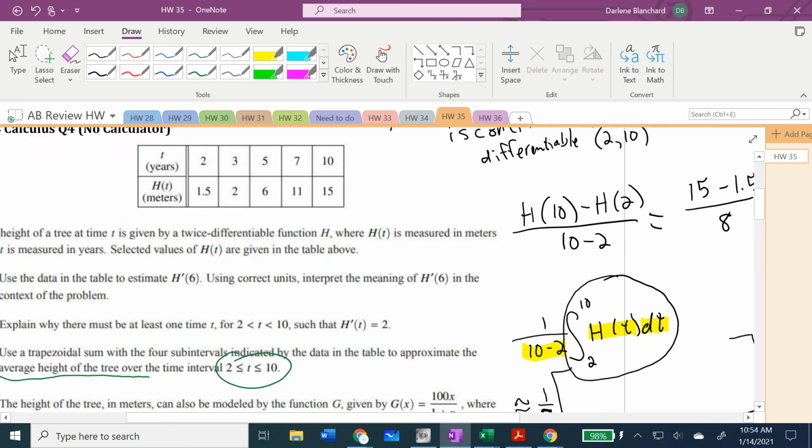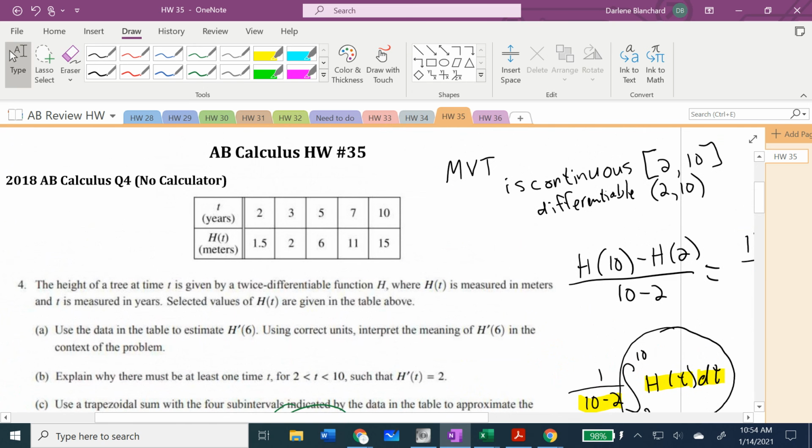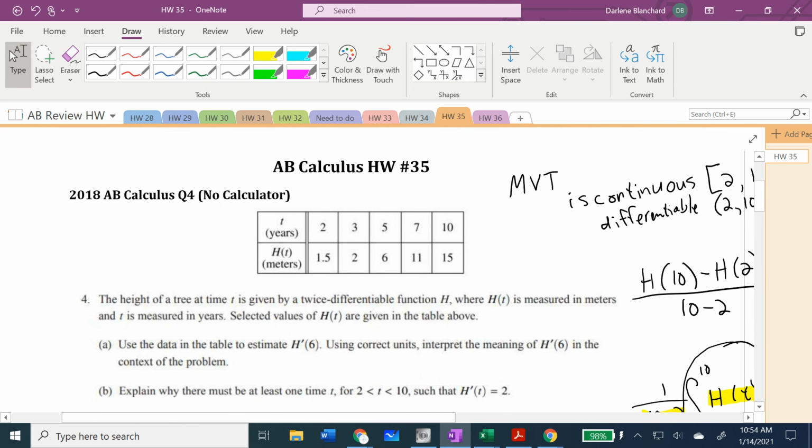With the trapezoidal approximation, you should remember that we are using the area formula of base 1 plus base 2 over 2 times the height. The height is all of the change in times, which the change in times are 1, 2, 2, and 3. Those are going to be the h's. The bases are the actual height values.